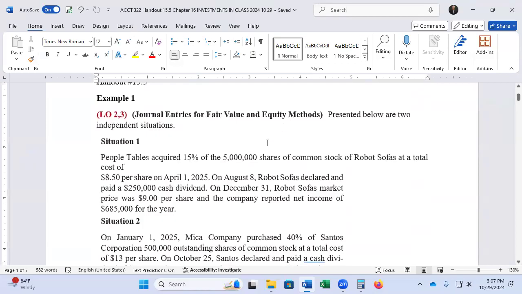Okay, so we have two different situations, and they're independent, meaning they have no relationship to each other. Everybody has a copy of this, right? Okay. I can give you a paper version. There should be an electronic version out there, but no problem giving you a paper version.